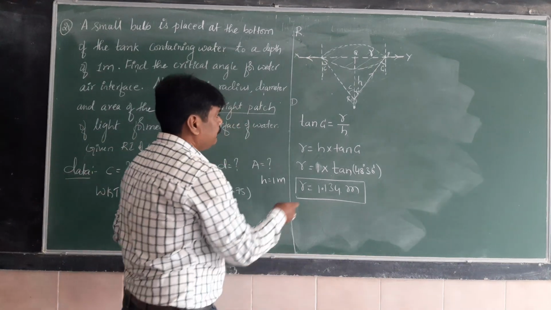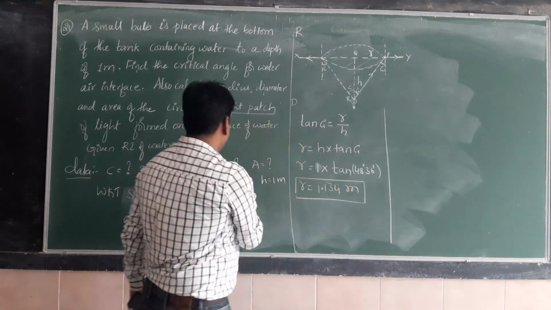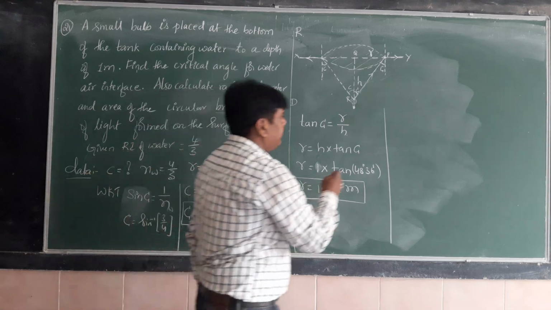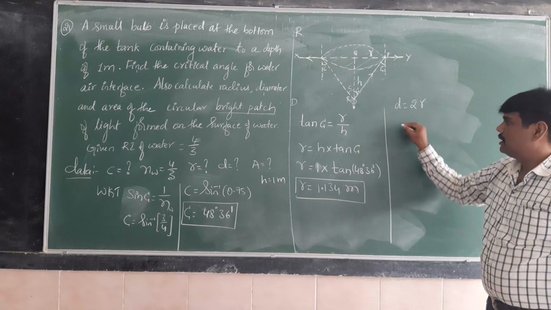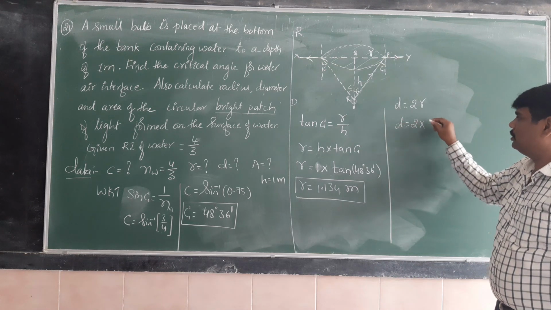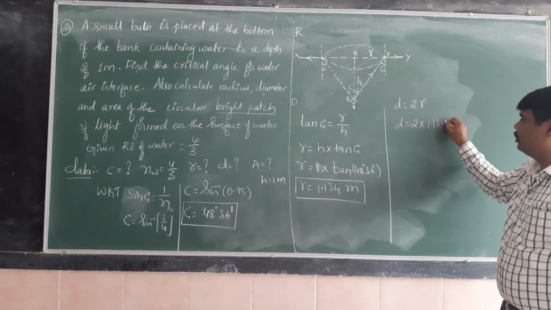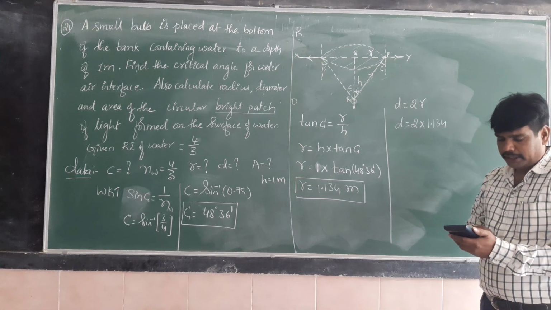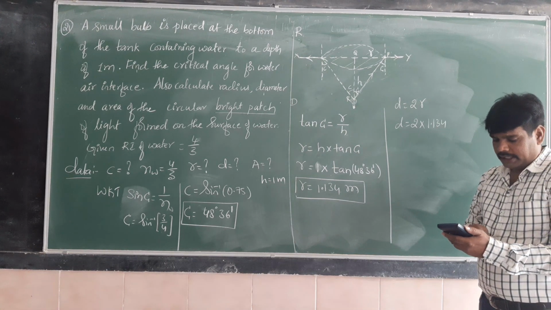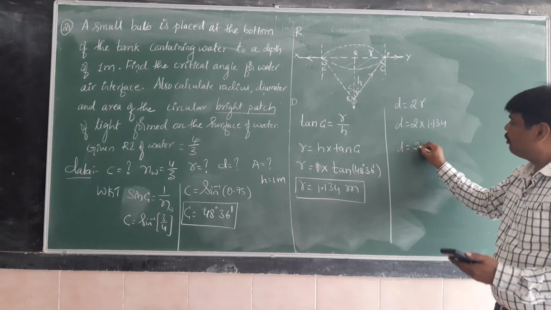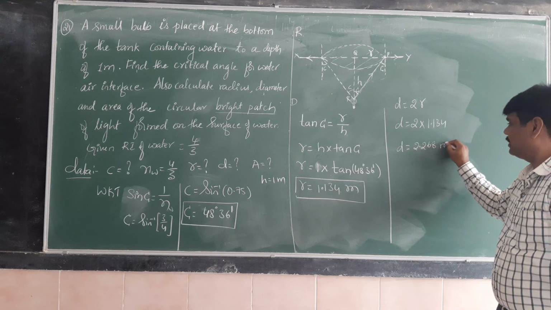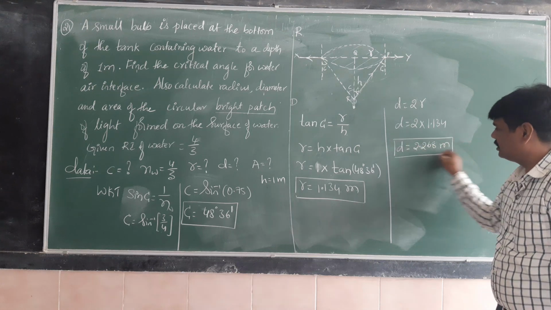Now in the next step, what do we need to calculate? For the horizon, we have to find the diameter. Diameter is equal to 2 times the radius. So d is equal to 2 into radius, 1.134. If I multiply 1.134 by 2, double that, the diameter is equal to 2.268 meter. We got the value of diameter.